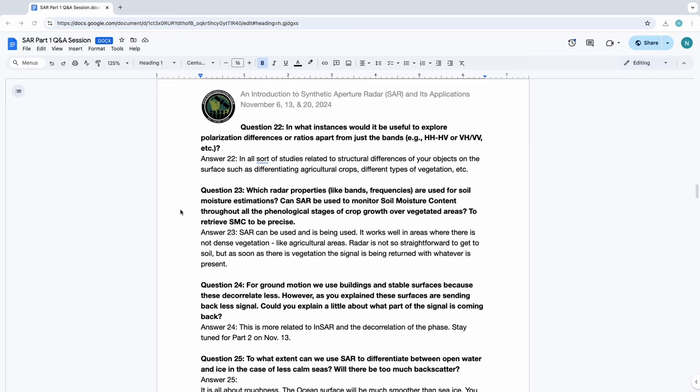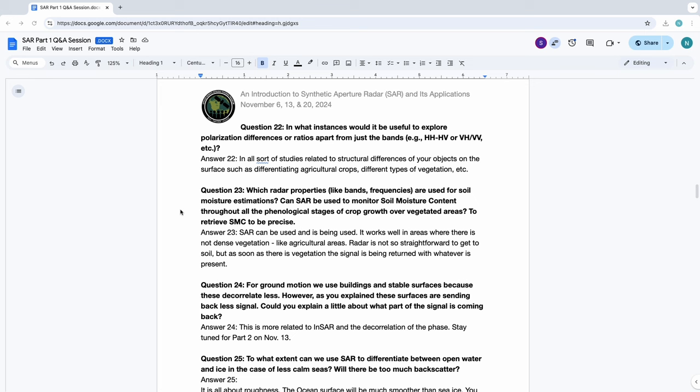Question 22, in what instances would it be useful to explore polarization differences or ratios apart from just the bands? Actually, in all sorts of studies related to structural differences of your objects on the surface. So if you're looking at differentiating agricultural crops, different types of vegetation, you do then want to use different polarization ratios or polarization differences.